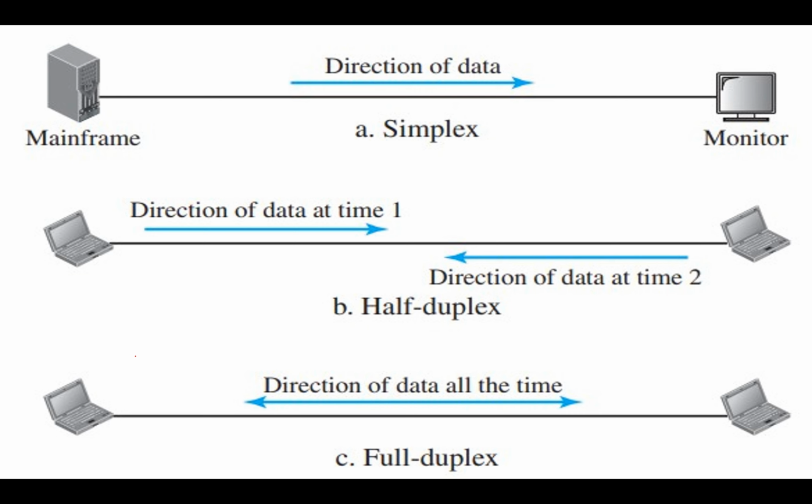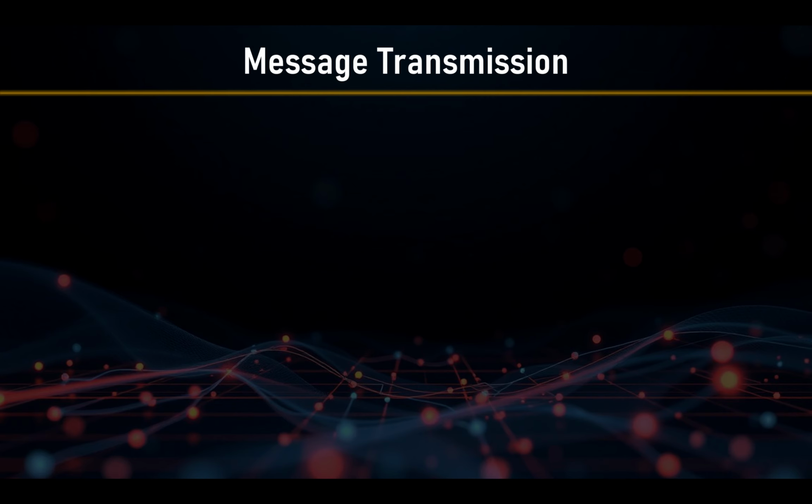So just to see that, here we see simplex. Here they're saying mainframe or server. This server can only send to this monitor. And since it's a monitor, that's going to be a thin client, whereas the mainframe is the big server. Half-duplex, we see both of those, although only one wire, so they can only send in one direction at the same time. Full-duplex, usually there's going to be 2 wires: one wire for one direction, one wire for the other direction.